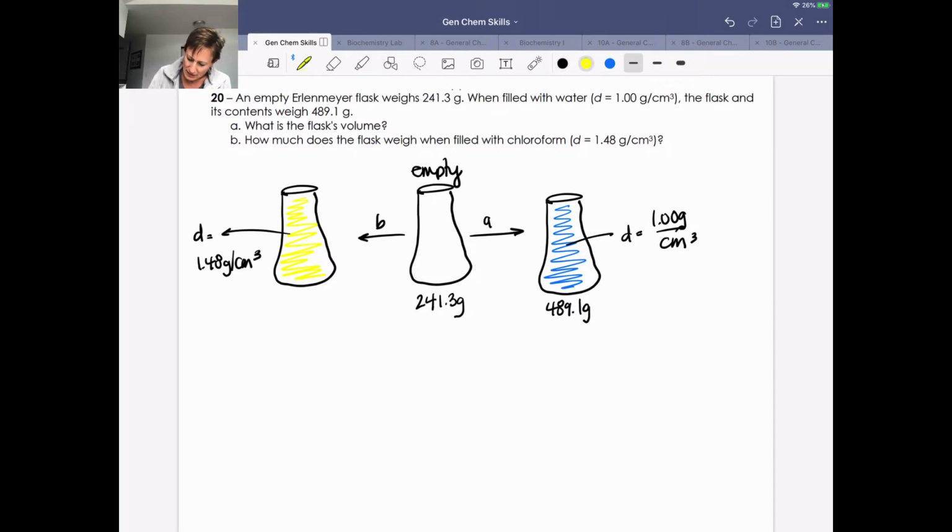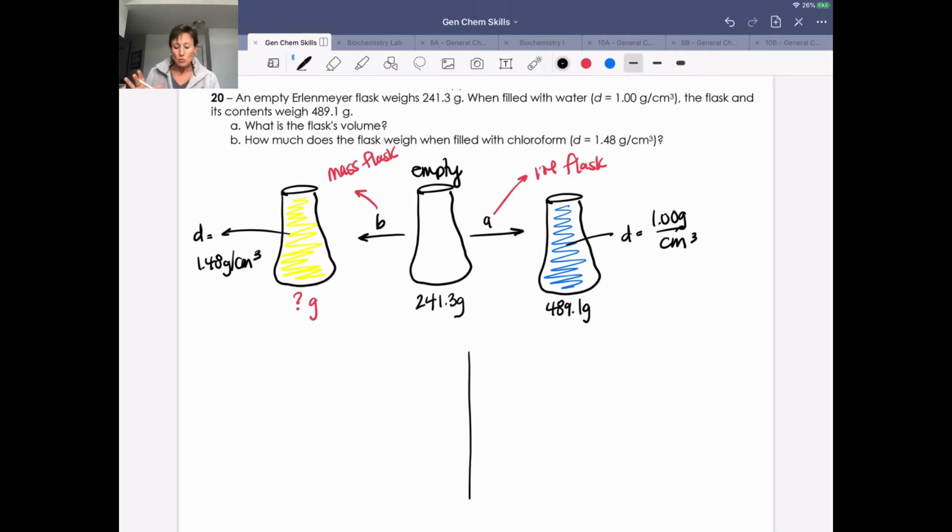So what we need to figure out for part A is knowing the volume of the flask. Part B is knowing the mass of the flask with this additional different substance that's in there. So let's go ahead and think about how we might have a roadmap for what we do here. So I'm going to split this in half here to write our answers.